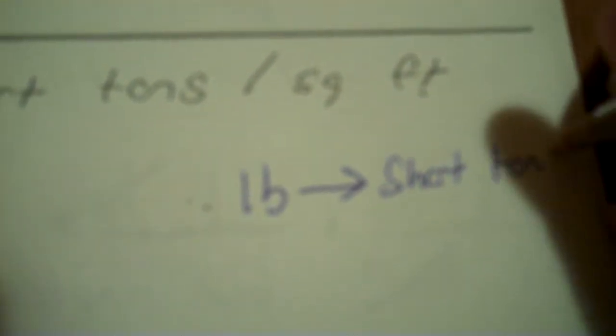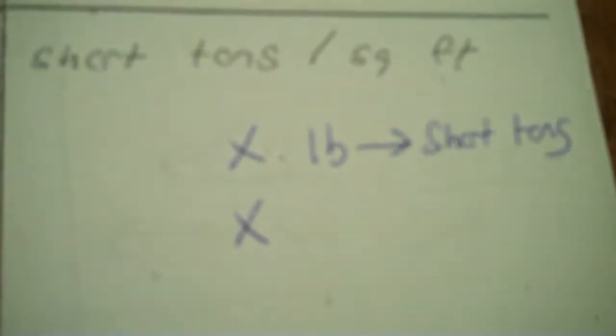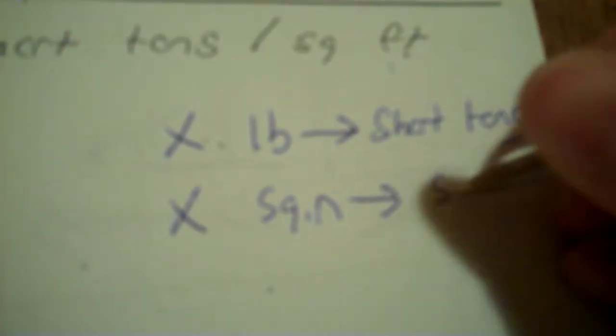Okay, next one. Now the game changes on the next 3. 73.9 pounds per square inch to short tons per square foot. So we got pounds to short tons, and then square inches to square feet. So both of those get an X now. Neither one of them can be checked because they both need to be converted. So when you have 2 of them that need to be converted, you make 2 unit multipliers.